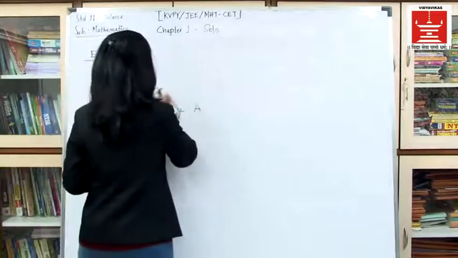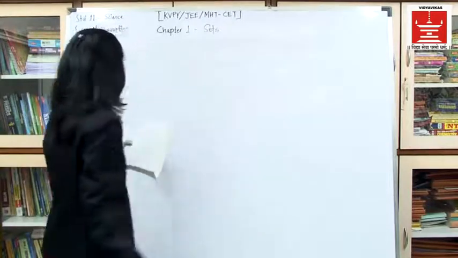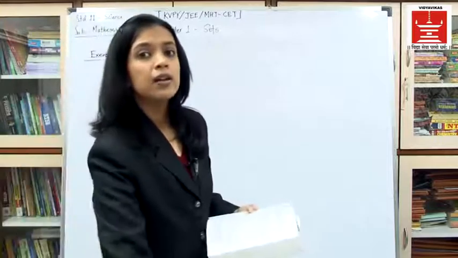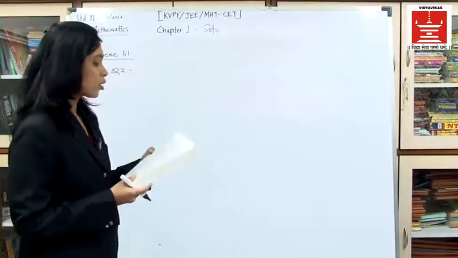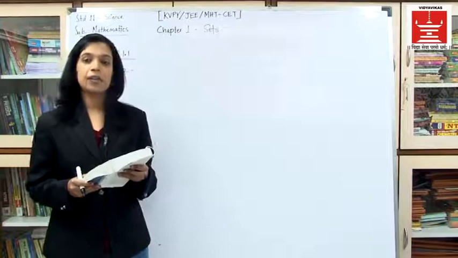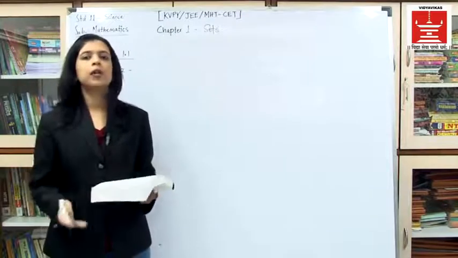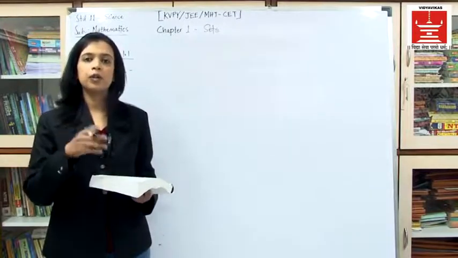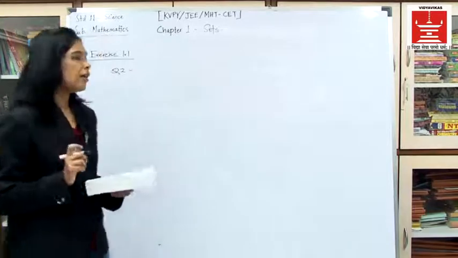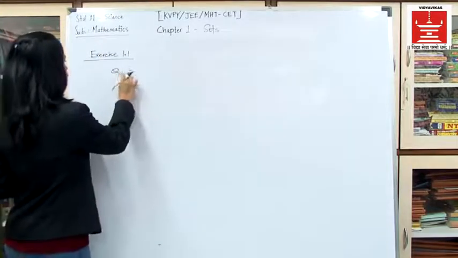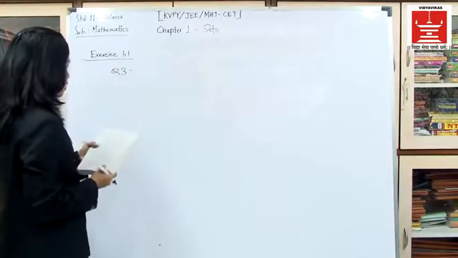Now in the next question, the sets are written in the set builder form, and we are going to convert that into the roster form, the listing of elements. Okay, so question 3.